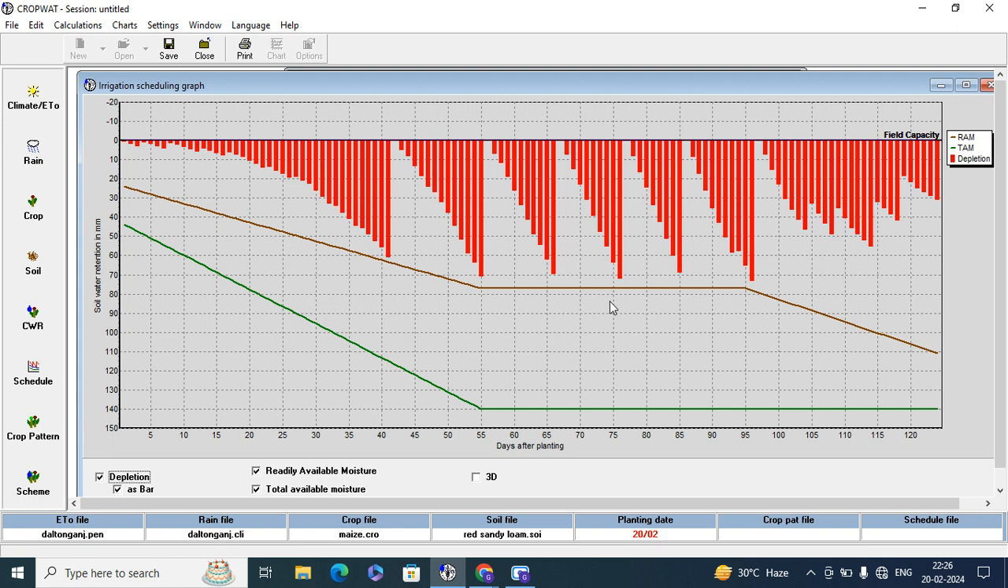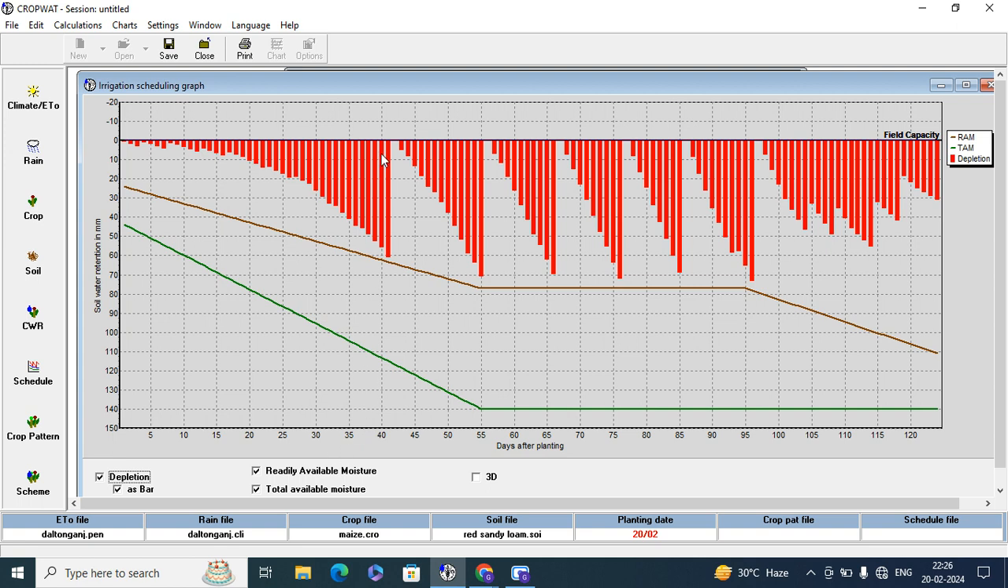So there is a gap between the RAM and TAM, total available moisture and readily available moisture, and that has been indicated by the depletion of the water. So we need to identify at which stage from the date of planting. So this x-axis is indicating the number of the days from planting. So you can automatically identify the amount of the water depletion from the number of the days of planting.